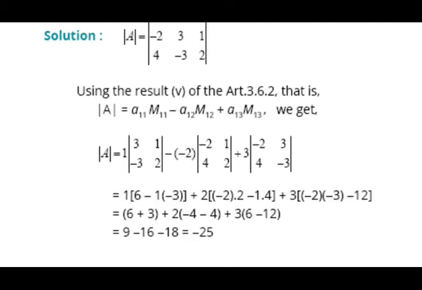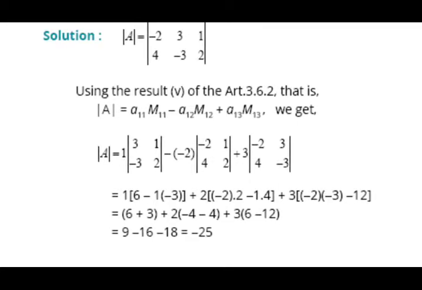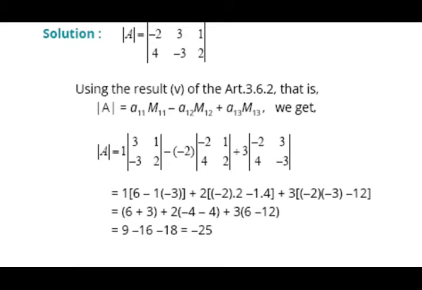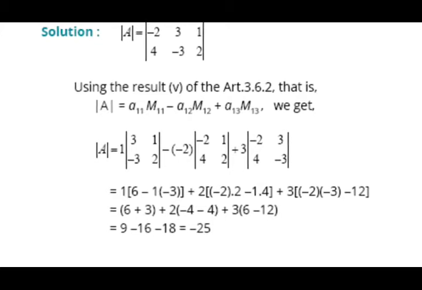In the first determinant, we multiply 3 into 2 and then minus sign, 1 multiplied by minus 3. In the second determinant, we multiply minus 2 by 2 and then 1 by 4, minus 2 by minus 3 and then minus sign, 3 by 4, and simplify and get the answer.